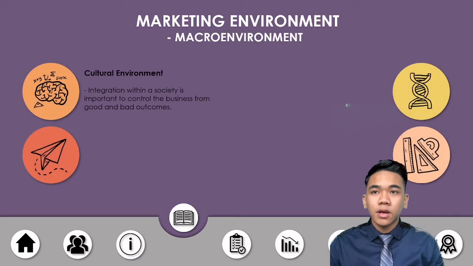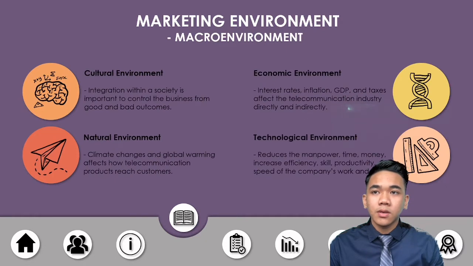Next, I'm going to talk about the factors that may affect Axiata Group in the macroenvironment. The first factor is economic environment. Inflation and taxes affect the telecommunication industry. Inflationary impacts force Axiata Group to raise the value of the products. Taxes negatively impact business activity while they impose it on the final users or customers.